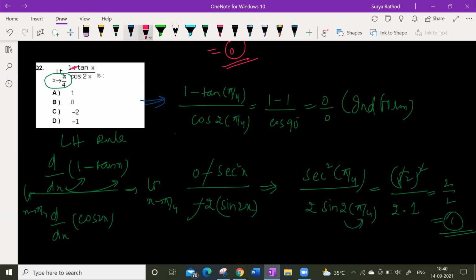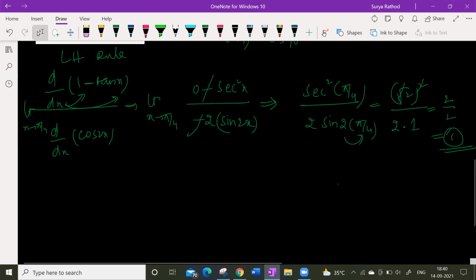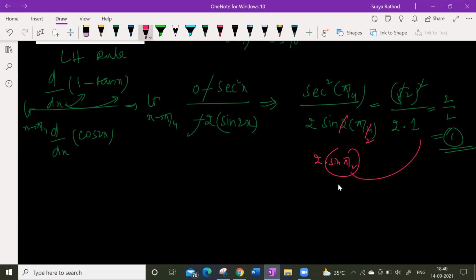But sine 45 is not here. Look at this here, 2 into 45 is 90, which means pi by 2. Or else you can do like this: 2 ones, 2 twos. So 2 into sine pi by 2. Sine pi by 2 is 1 here. That is also you can do.